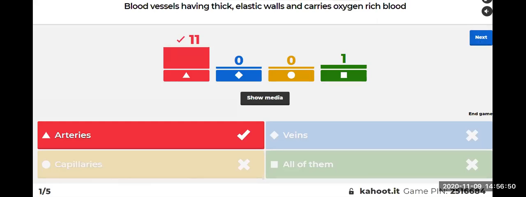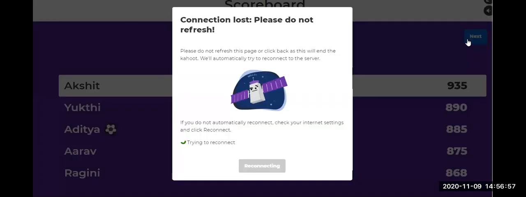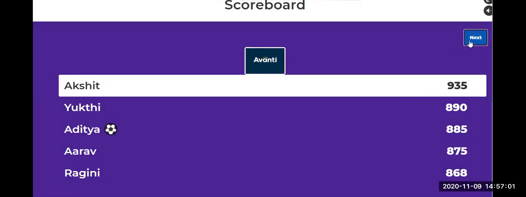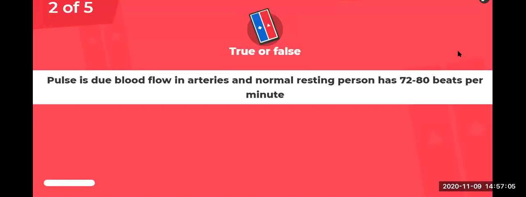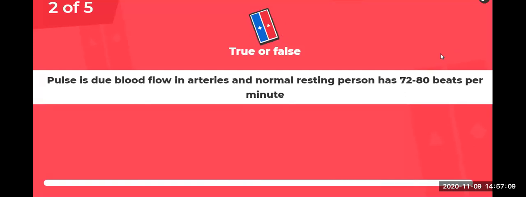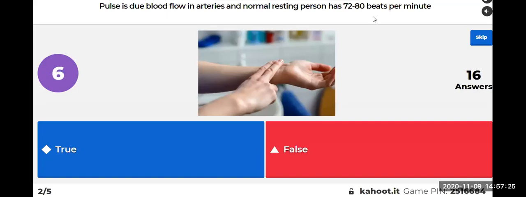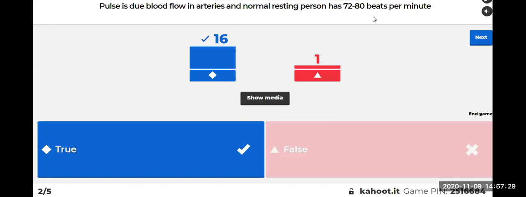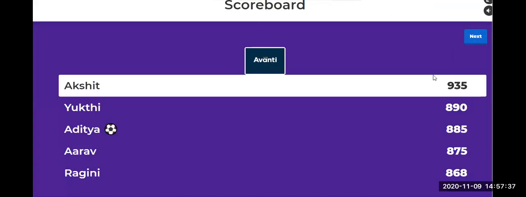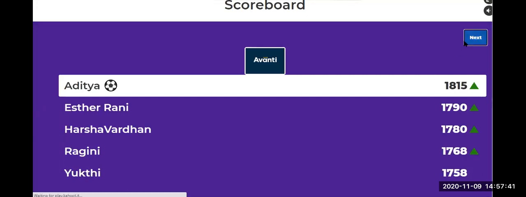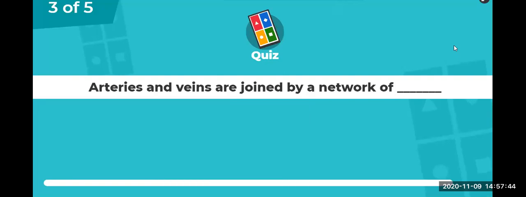Got it? Pulse is due to blood flow in arteries and a normal resting person has 72 to 80 beats per minute. Pulse is due to blood flow. It is true. Next. Arteries and veins are joined by a network of dash.